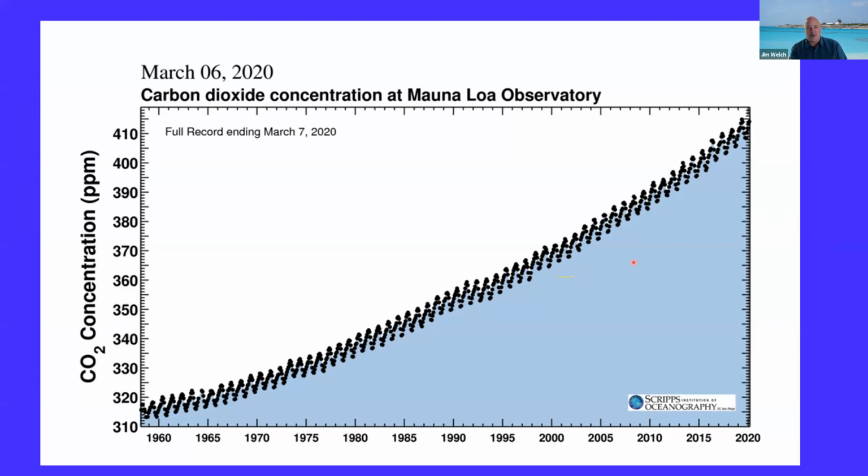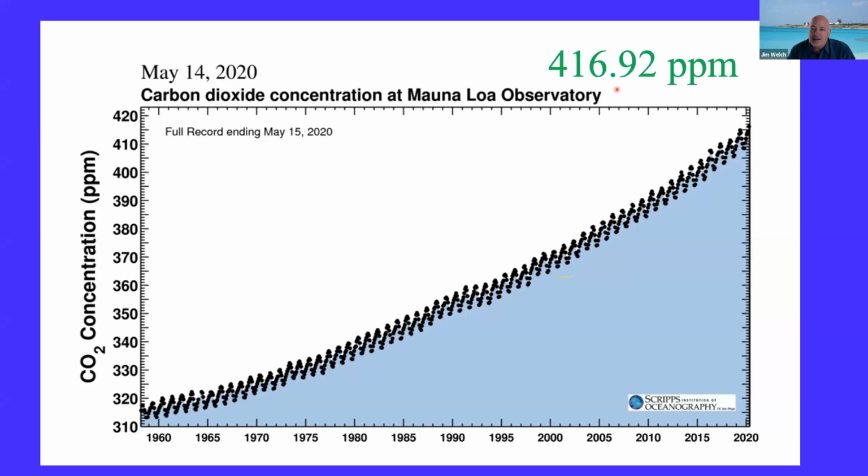As I said, this talk was originally going to be done in March. And in March, the levels of CO2 were 413.95 parts per million. And then today, a couple of days ago, I got an updated measurement, and it was 416 parts per million. So it's actually gone up by 3 parts per million since March.